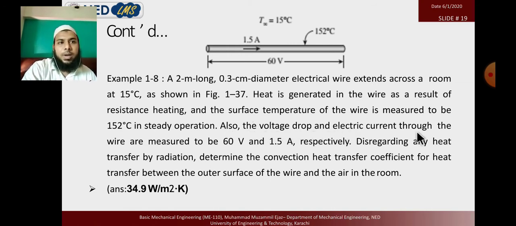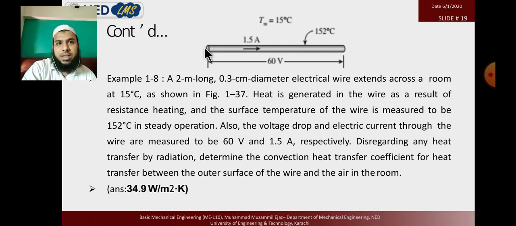Also, the voltage drop and electric current through the wire are measured to be 60 volts and 1.5 amperes respectively. Disregarding any heat transfer by radiation, determine the convection heat transfer coefficient for heat transfer between the outer surface of the wire and the inside of the room. The outer surface of the wire is in contact with the surrounding air.